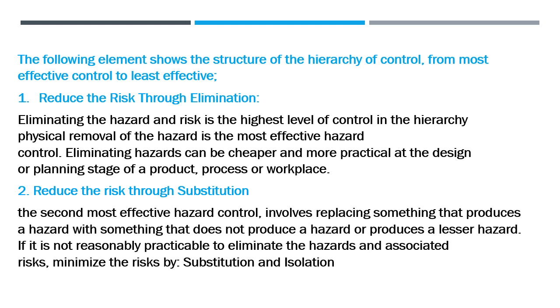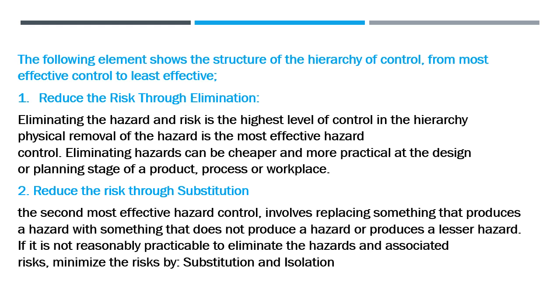1. Reduce the risk through elimination. Eliminating the hazard and risk is the highest level of control in the hierarchy. Physical removal of the hazard is the most effective hazard control. Eliminating hazards can be cheaper and more practical at the design or planning stage of a product, process, or workplace.